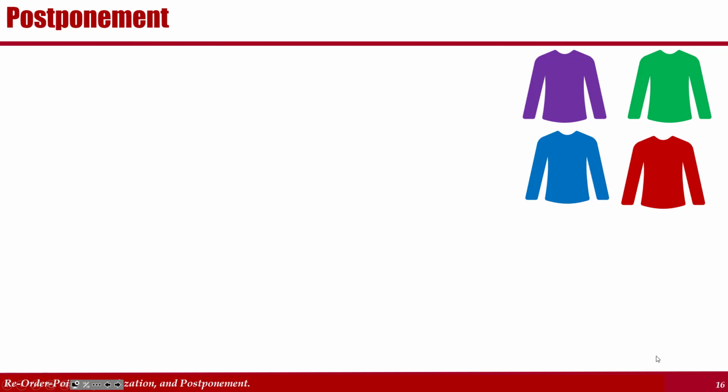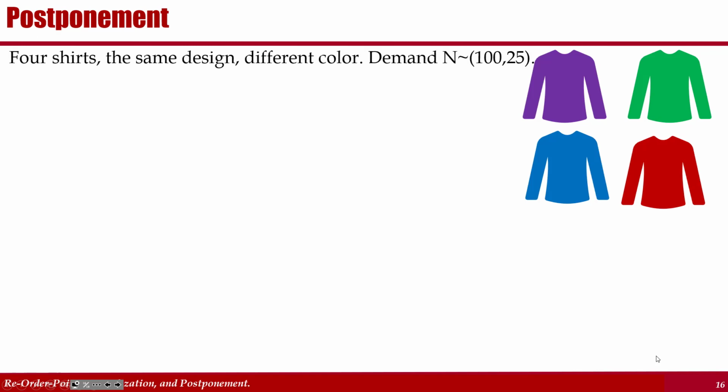I'm going to produce 4 colors of shirts. Demand for these colors we assume are independent. We can later discuss what will happen if they are dependent and if there is a correlation between their demands. For the time being, we assume that the demands are independent. And the demand for all of them over a specific period is normally distributed with an average of 100 and a standard deviation of 25.